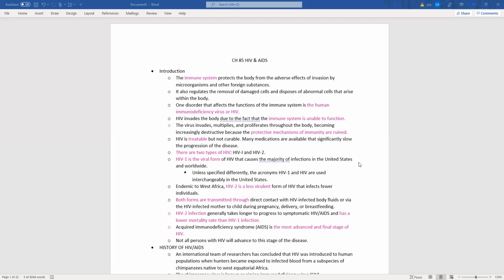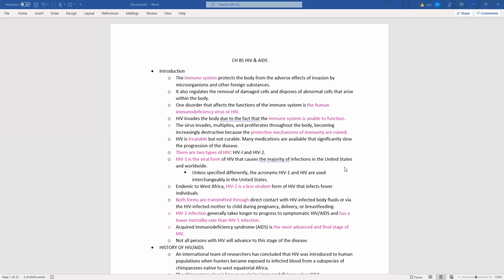There are two types of HIV. You have HIV 1 and you have HIV 2. HIV 1 is the viral form of HIV that causes the majority of infections in the US and worldwide. So when somebody says they have HIV, that's the same thing as HIV 1. It's just HIV. But HIV 2, also known as HIV part 2, is a less violent form of HIV that infects fewer individuals.